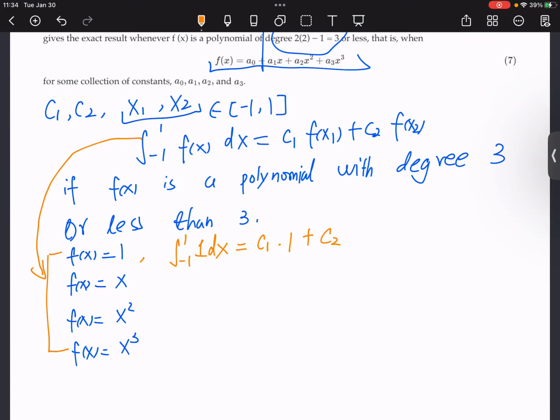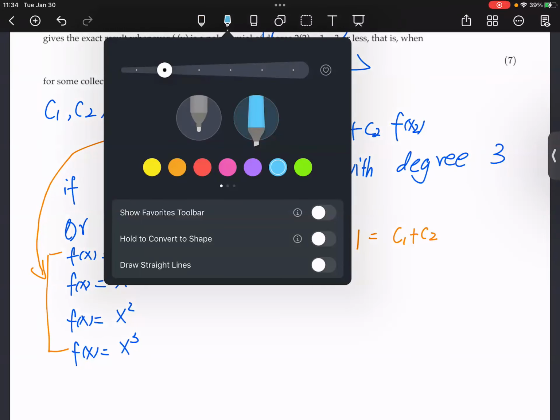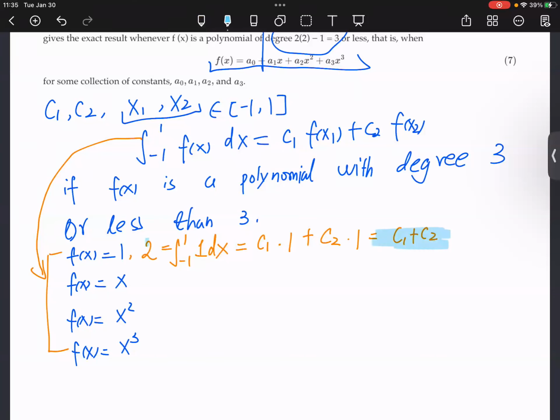And then next is C2. If we plug x2 into this function, it is still 1, so it times 1 here. This means that on the right-hand side, we have C1 plus C2. And then what about this integration here? If you do the integration, this one equals 2. So we have the first equation: C1 plus C2 equals 2.